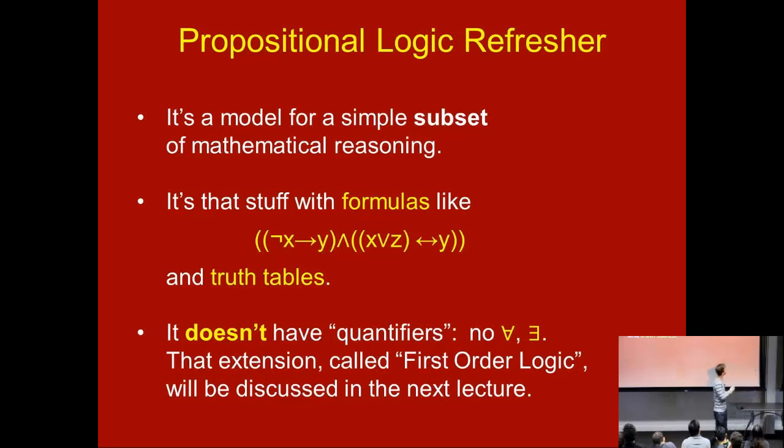Let me also just say that when we use this adjective propositional logic, it's just a weird word that means we're talking about the logic where it doesn't have quantifiers. It does not have for all, and it doesn't have exists. Just the ands and ors and implies and stuff. The extension, when you add on for all and exists, is called first order logic, and we'll also talk about that, but in the next lecture.